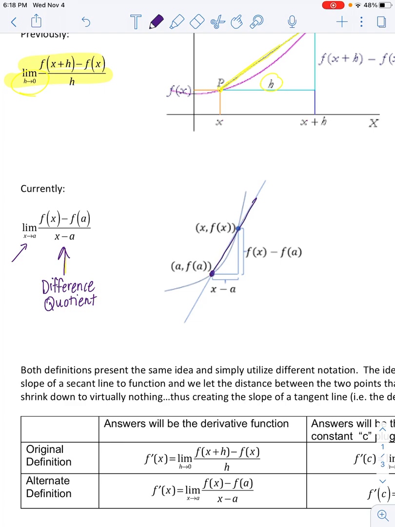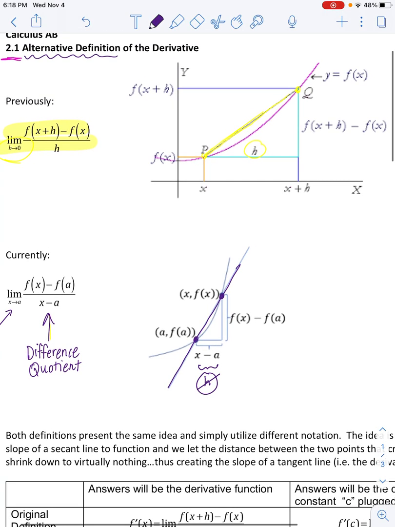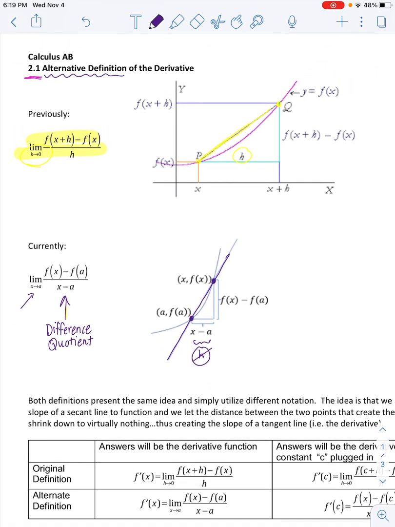This is a secant line through these 2 points, okay? And instead of calling the distance here, x minus a, instead of calling that h like they do up above in that drawing, we're just letting it literally be x minus a. And instead of saying h approaches 0, we're saying let x approach the value a, so that those points get really close together, and we end up with a tangent line as well. Okay, so these again are both what the derivative equals when we work them out.